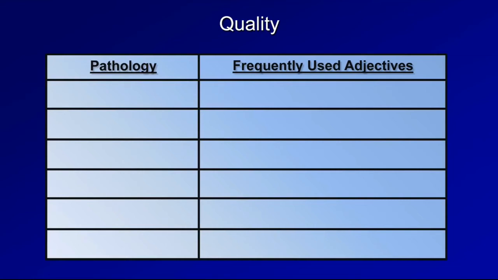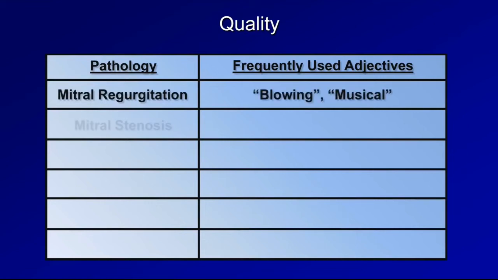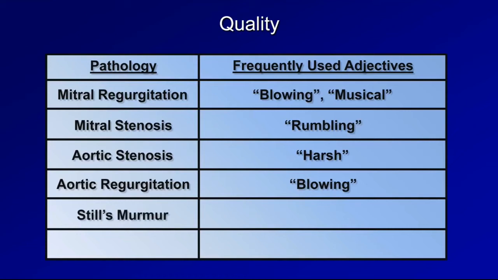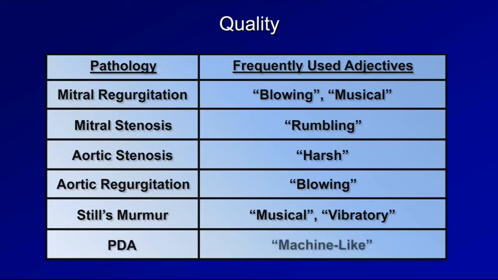The murmur of mitral regurgitation is frequently described as blowing or musical. Mitral stenosis is rumbling. Aortic stenosis, as already discussed, is harsh. Aortic regurgitation is blowing. Still's murmur, which is a benign murmur typically heard only in children, is often described as musical or vibratory. And lastly, a PDA murmur, also usually heard only in children, is described as machine-like.